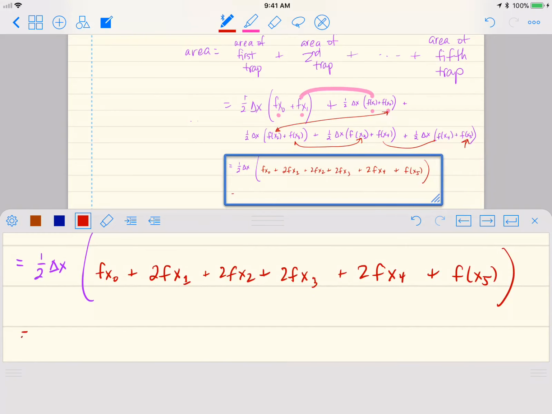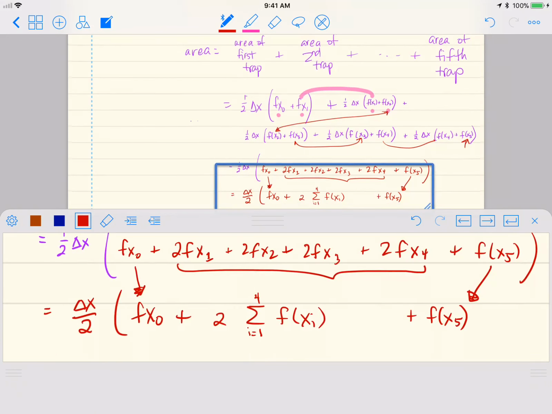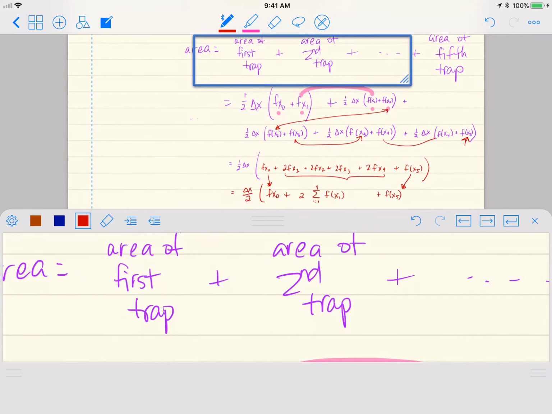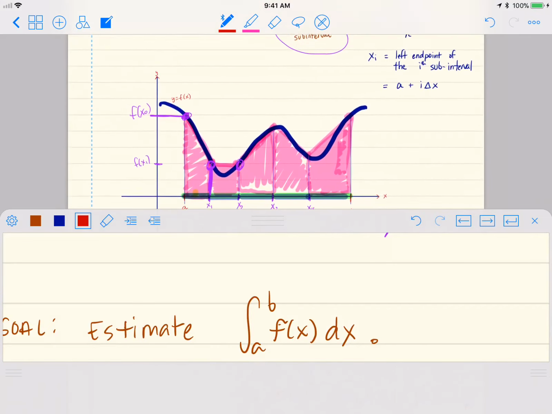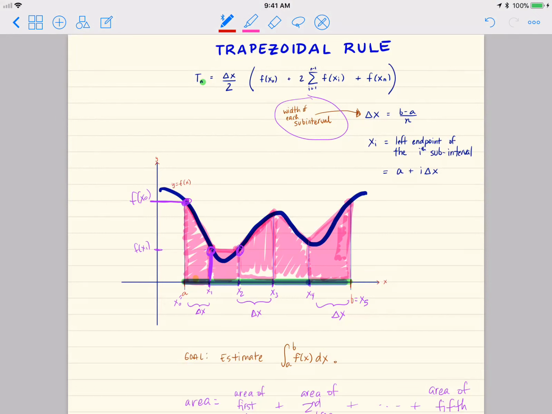So that's why in our formula we have delta x over 2 times f of x0, right, that goes down, plus f of x5, plus, and then we just take these inside terms, 2 times the sum of f of xi, starting at 1 and stopping at 4. And this is exactly what we get with just plugging in n equals 5 into the formula up here, right? So that is a nice little way to explain what we're doing with the trapezoidal rule.